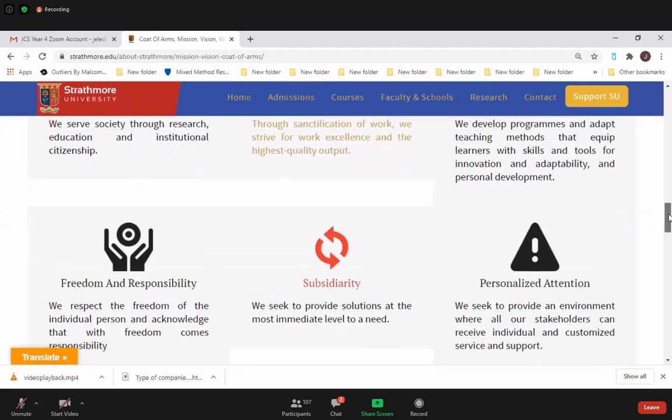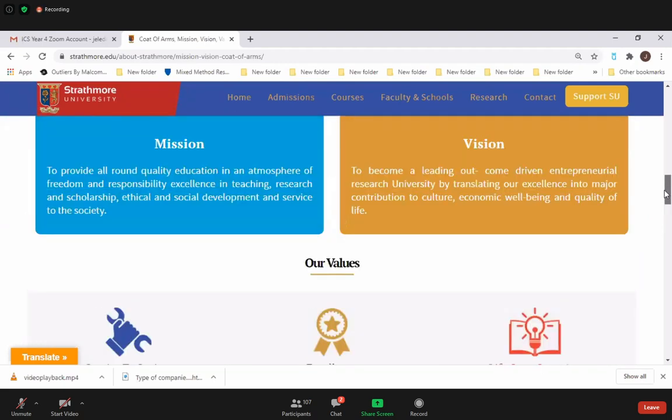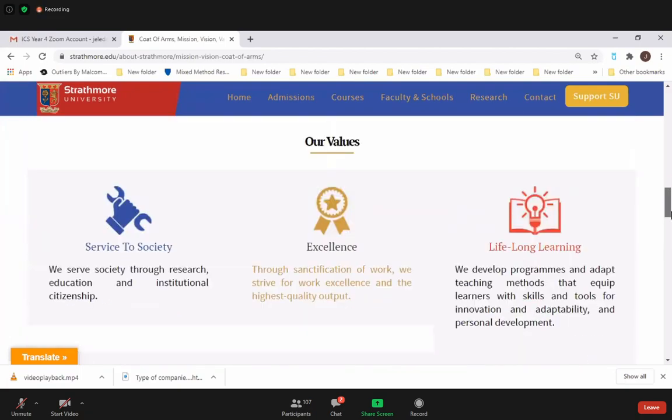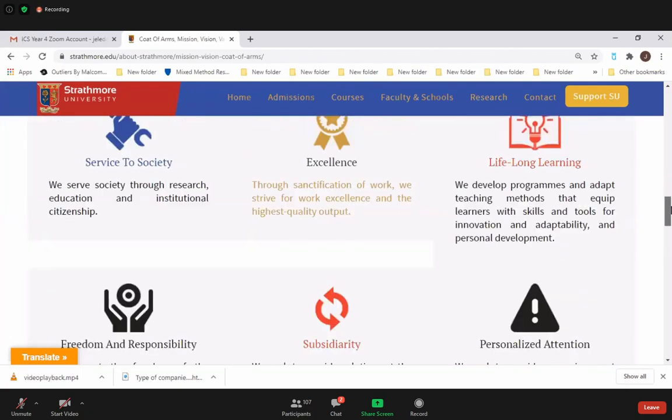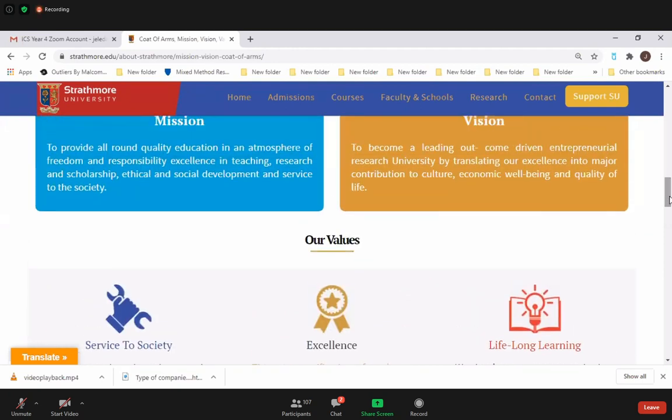Okay. So now, what do you think is the link between this mission, vision, and corporate values to our study of corporate governance? What is the link? How can we connect it with our study?